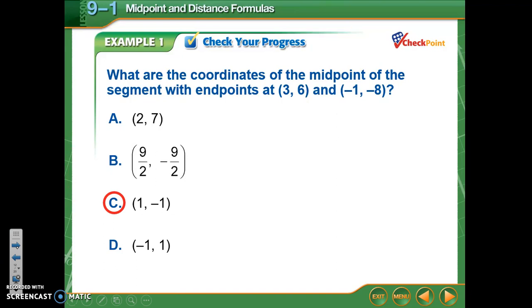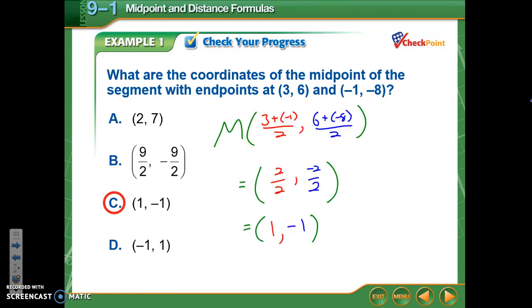Okay, hopefully you got the midpoint of (1, -1). There's the work for the midpoint if you weren't sure how we got there. Basically, add the x coordinates together and divide by 2. Add the y coordinates and divide by 2.